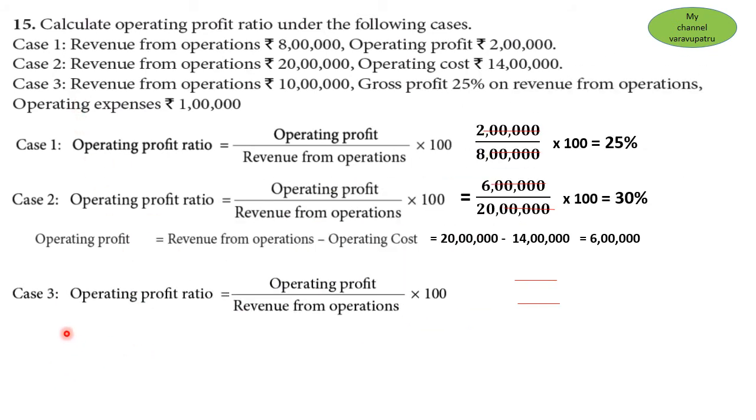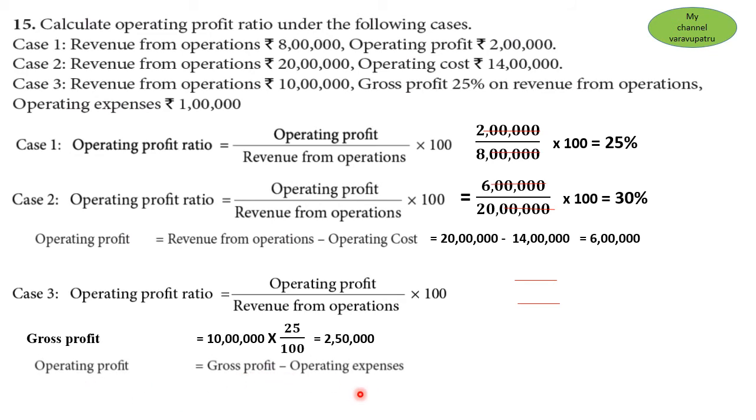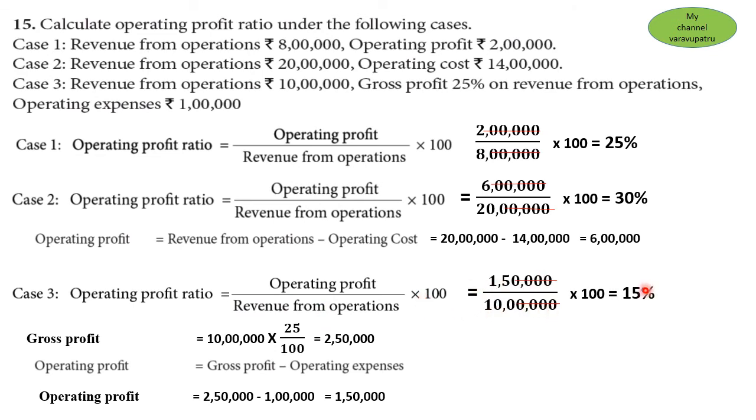Case 3. Operating profit ratio is equal to operating profit by revenue from operation into 100. Gross profit is equal to 10 lakhs into 25% is equal to 2,50,000 is the gross profit. Operating profit is equal to gross profit minus operating expenses. 2,50,000 minus 1 lakh is equal to 1,50,000 is the operating profit. This 1 lakh is the operating expenses given in the problem. Operating profit ratio is equal to operating profit divided by revenue from operation into 100. 1,50,000 divided by 10 lakhs into 100 is equal to 15%.